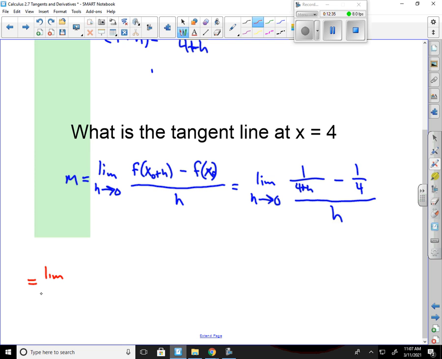That's the limit as h approaches 0 of 4 over 4 times 4 plus h, minus 4 plus h over 4 times 4 plus h. And that's all over h still.